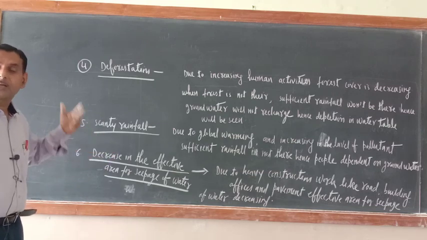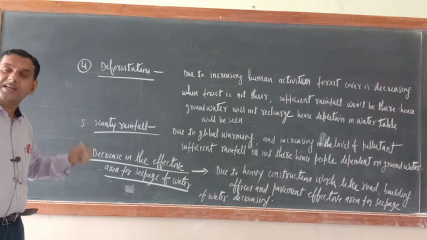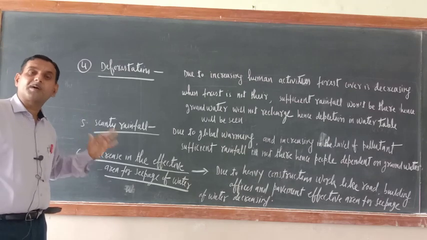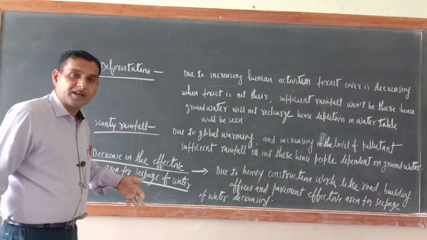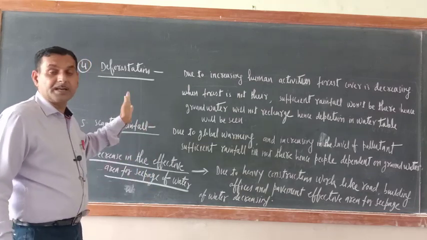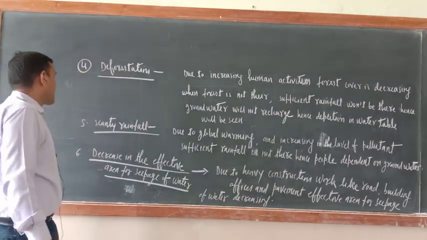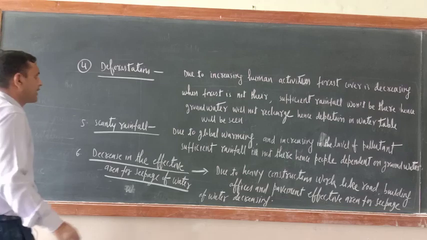Then now who will recharge the groundwater? Because water is not percolating down. If water is not percolating down, then groundwater will not be recharged, and there will be a decrease or depletion in the water table. So these are the factors which are responsible for the depletion of water table.